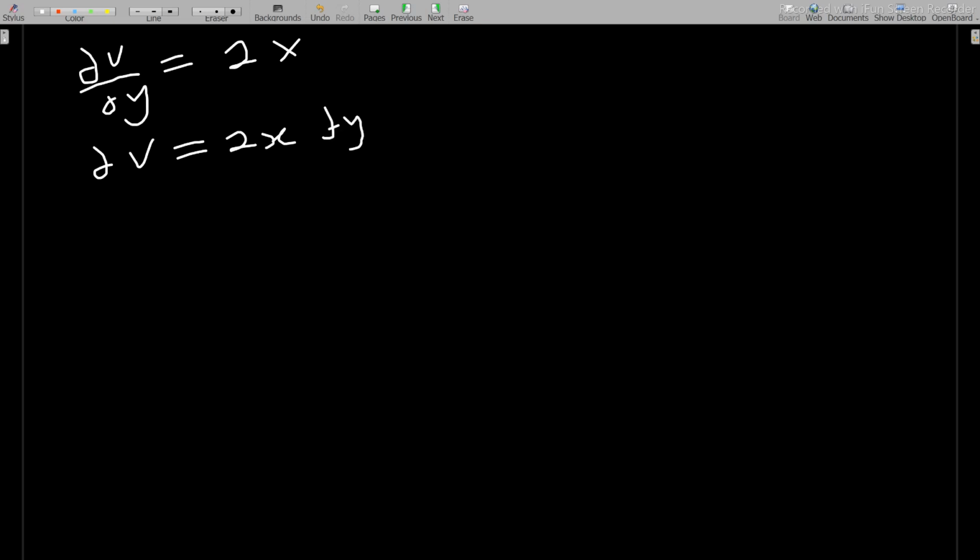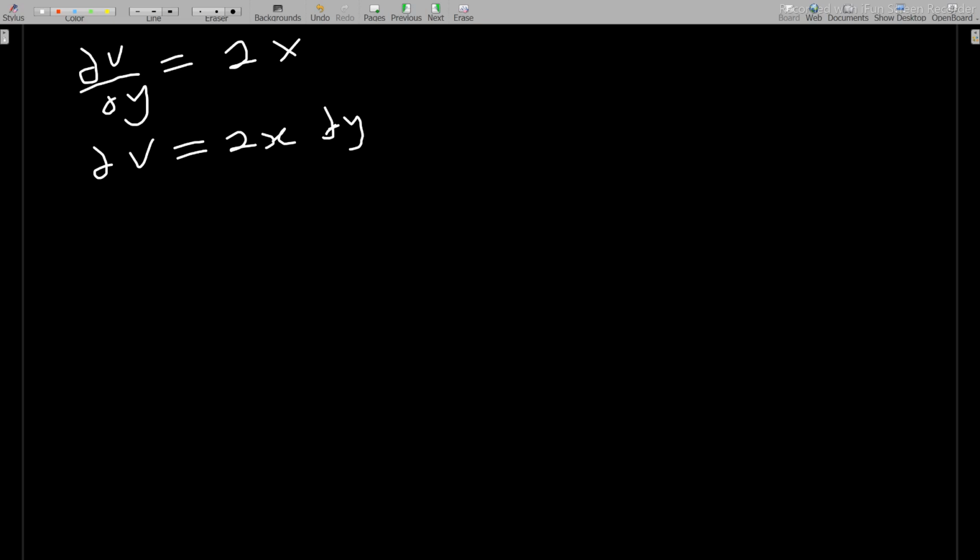Alright, so let's go to the next page. So we know that ∂v/∂y, from the first equation, is equal to 2x. Now if that is the case, rearranging, we have ∂v equals 2x ∂y. Now with this, we integrate both sides with respect to their individual variables.